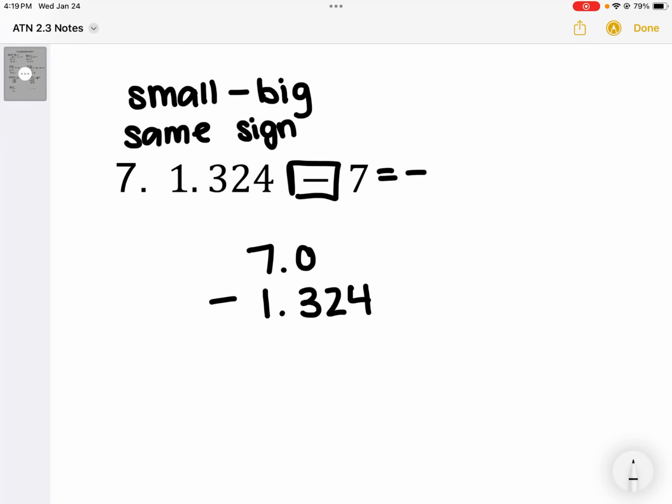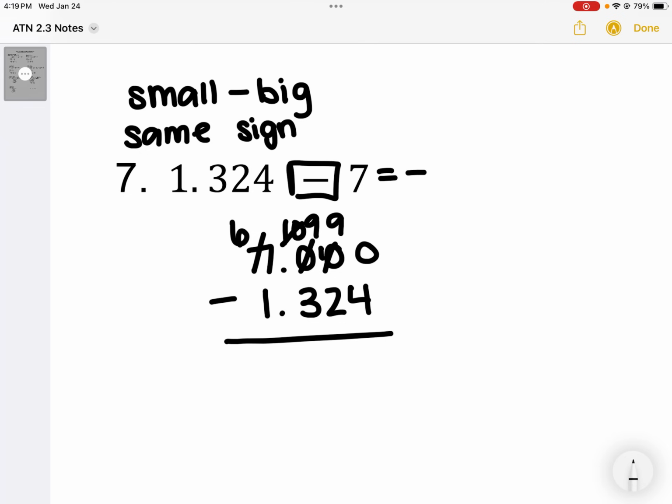Zero minus 4 cannot be done. 0 minus 2 cannot be done. And 0 minus 3 cannot be done. I must borrow from the 7 and make it a 6. This 0 will turn into a 10. However, I need to keep going. This 10 will turn into a 9, and this will be a 10. I need to keep going. This 10 turns into a 9 as well, and finally, we have 10 minus 4 on the end.